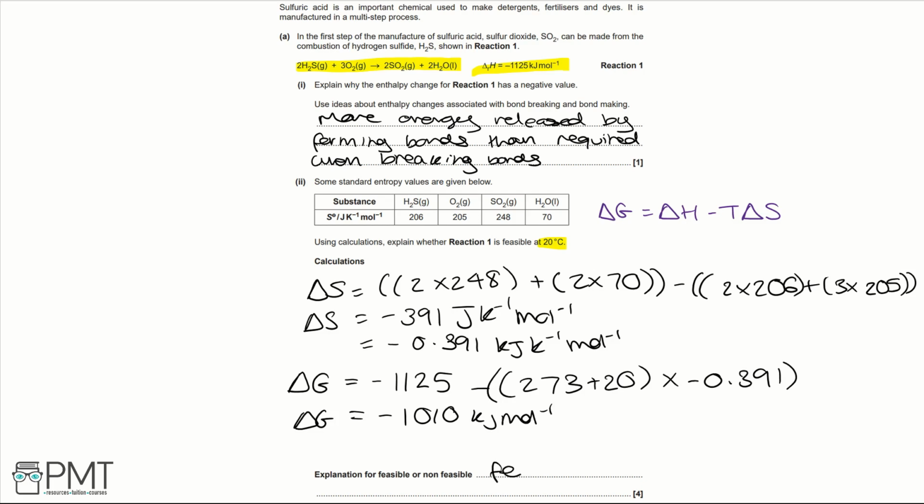And so this means the reaction is feasible, and the reason behind this is because our delta G value is less than 0. In this question, you get a mark for working out delta S, a mark for using the Gibbs free energy equation, or delta G equals delta H minus T delta S. You get a mark for working out delta G correctly, so minus 1010 kilojoules per mole. And then you finally get your fourth mark for saying that the reaction is feasible because delta G is less than 0. Alternatively, you could say that it's feasible because delta G is negative.